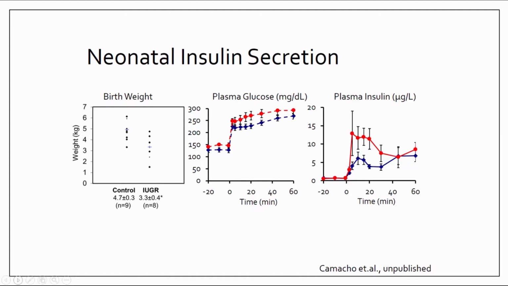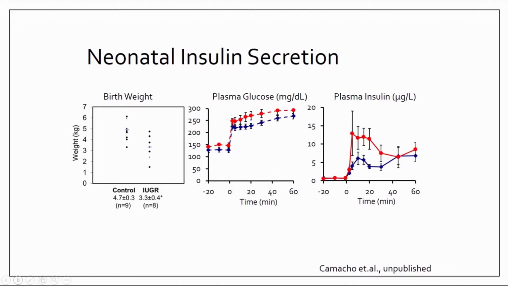This puts a challenge to the dogma that intrauterine growth restriction leads to long-term beta cell dysfunction. But this may be just one of the steps in the progression to beta cell dysfunction. And I'll talk about one of the reasons for this in a few minutes. So this led us to the next study of, is this really norepinephrine or is there something else going on?